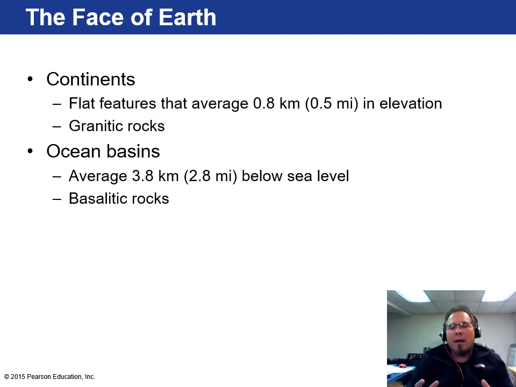And the continents are made up of those granitic rocks. Now, the ocean basins are on average 2.8 miles below sea level. That's like 9 to 11,000 feet deep. That's the average. That's how deep the oceans are, and they're made up of basaltic rocks, which are denser and heavier materials than the continental rocks that I mentioned earlier.